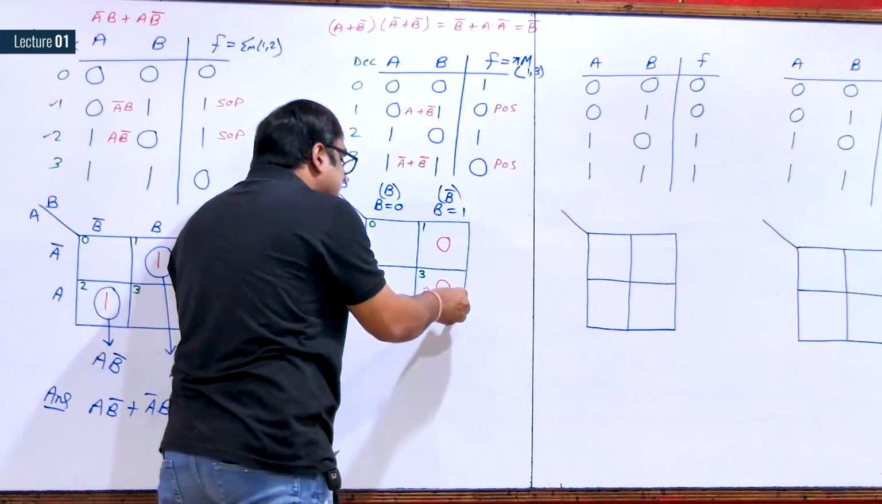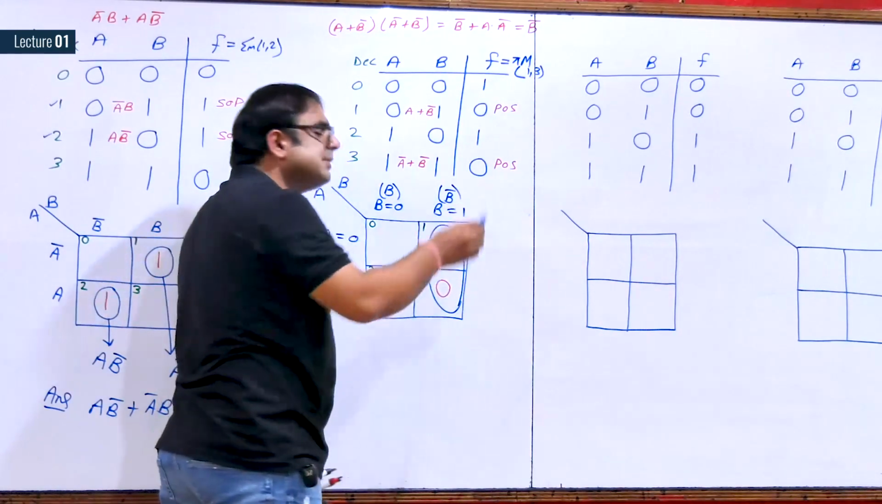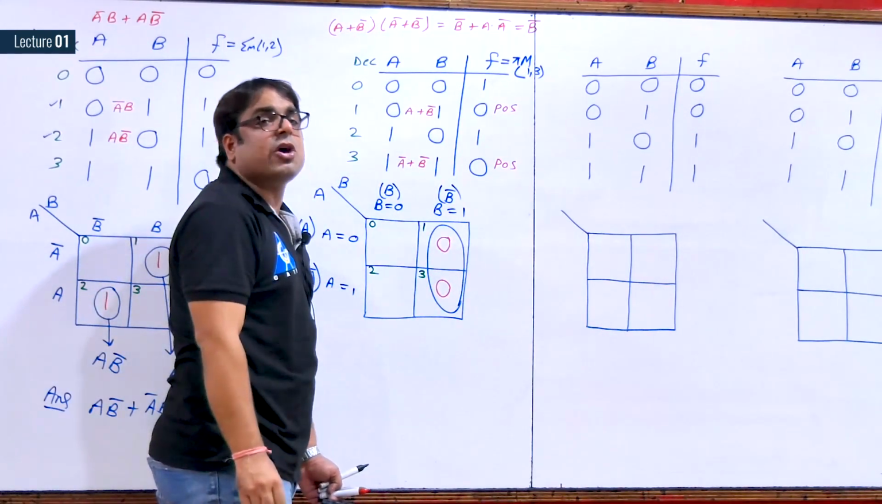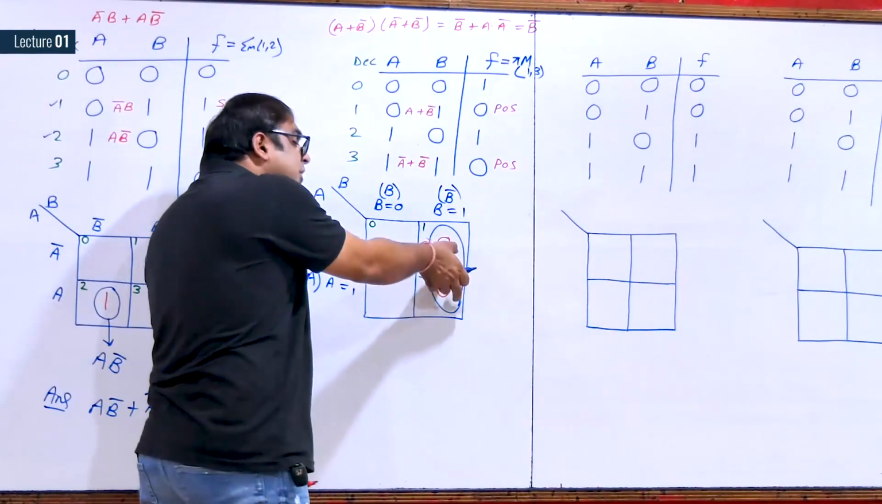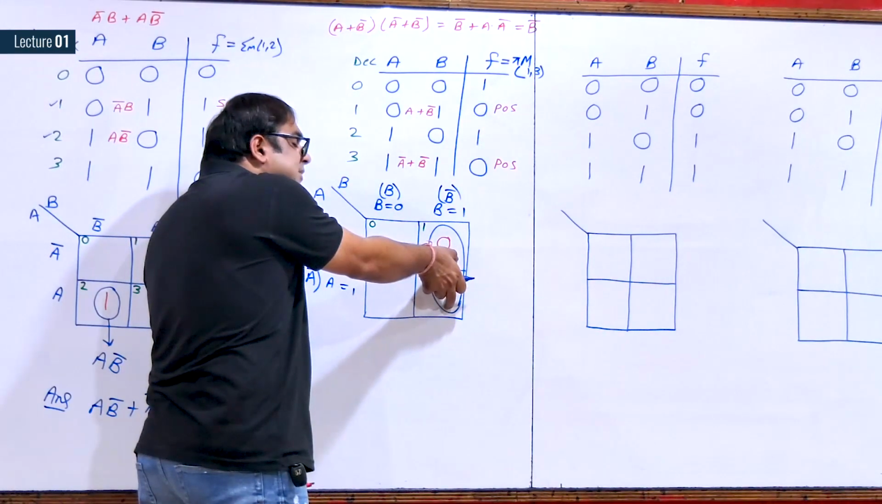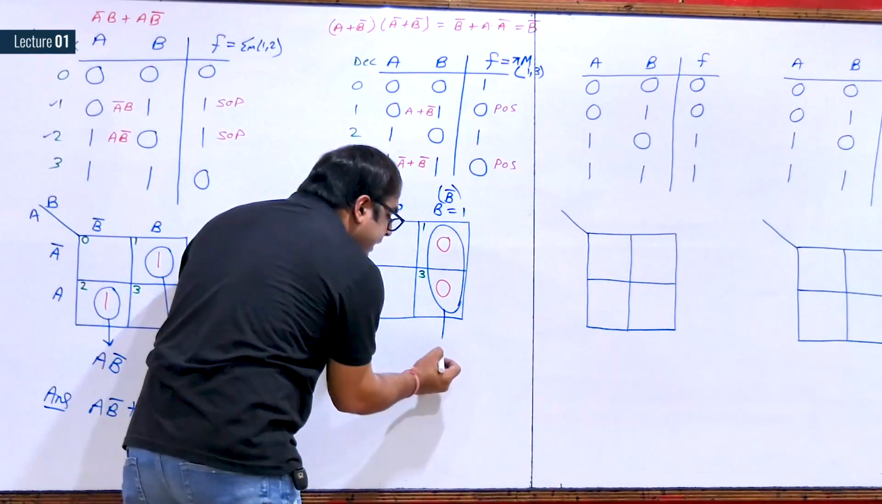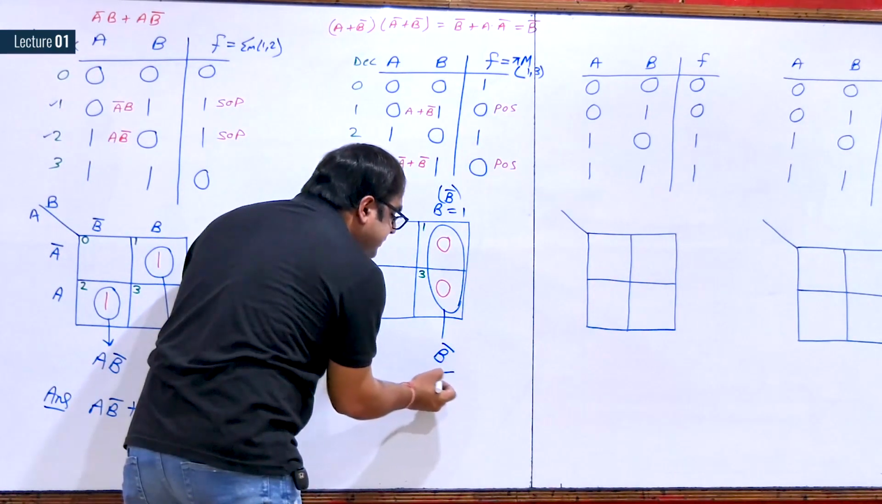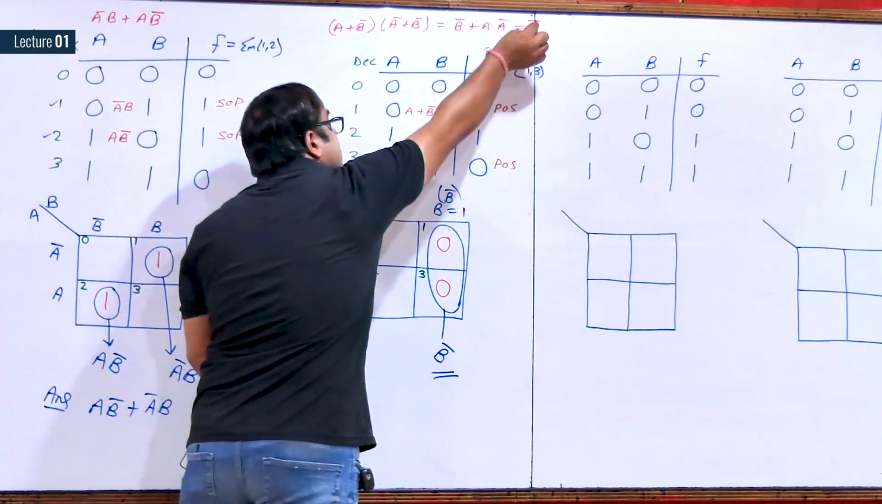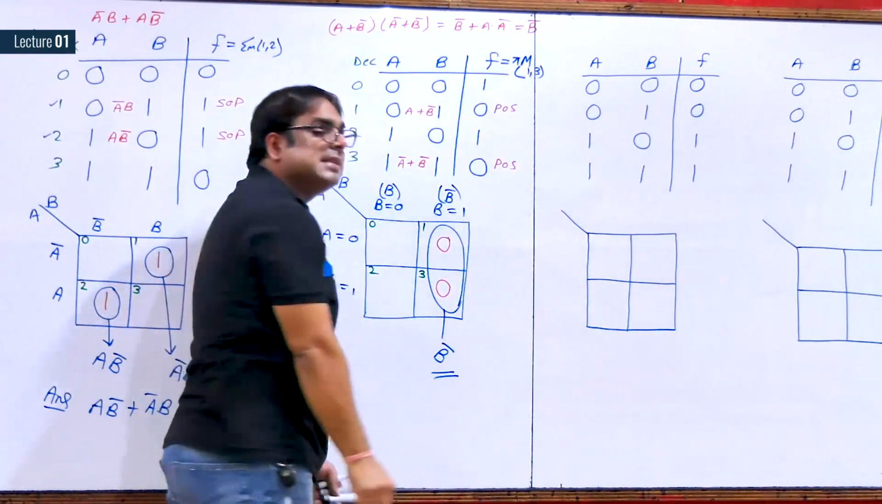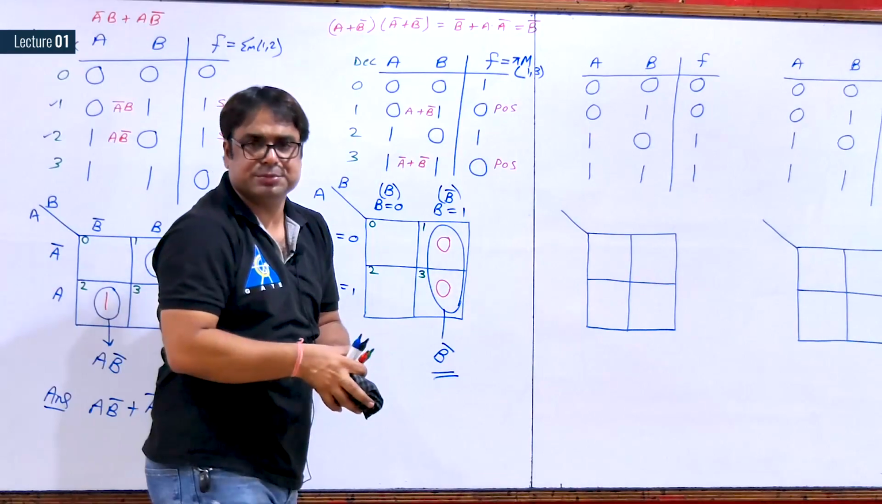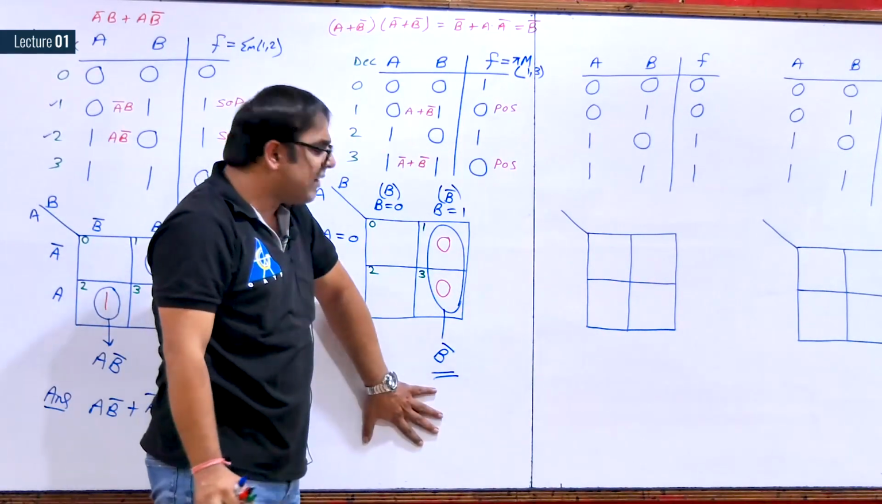Again, this is a horizontal group. Now what is common for the entire group? B complement is common for the entire group. So yes, we are getting the same answer in Boolean and the same answer in the K-map, which means we are correct. We have done everything correctly.